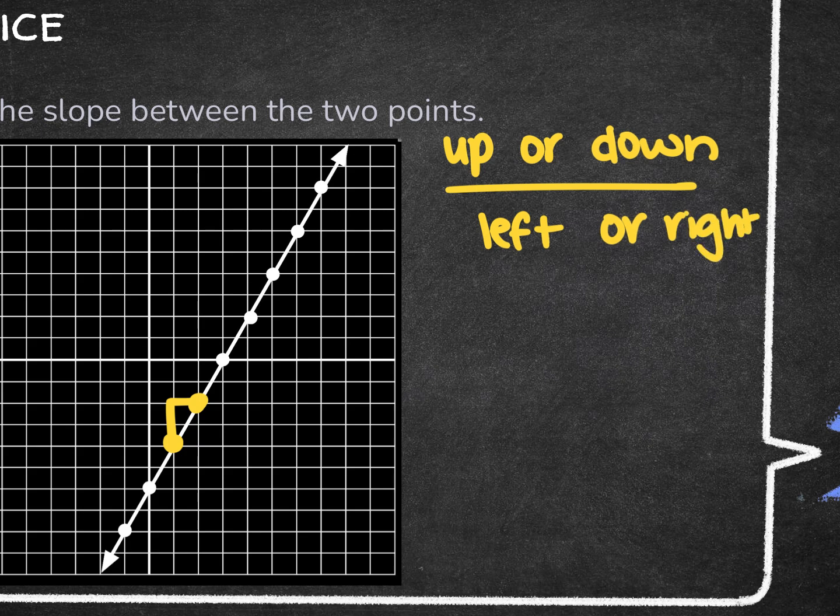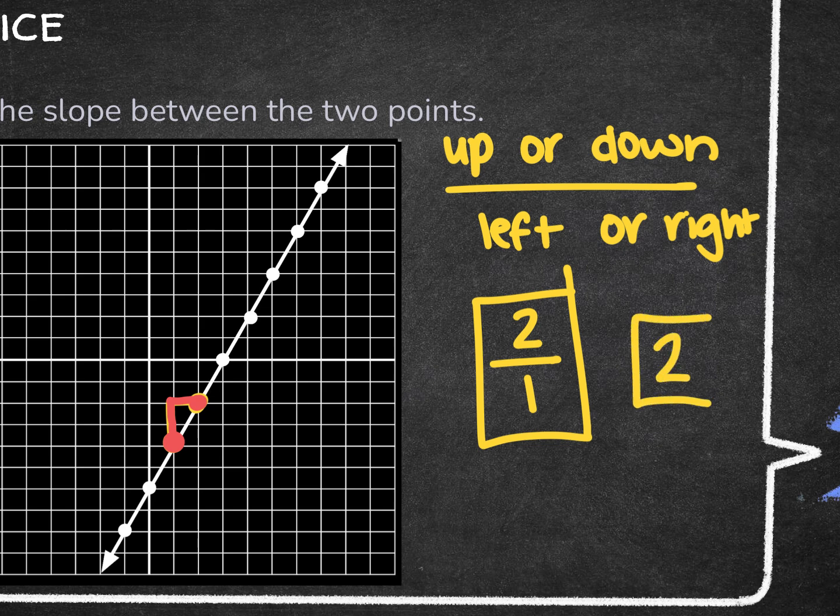So to get from this first point that I chose to my second, I have to go up 1, 2. So that's the number I'm putting on top. And then on the bottom is how many I go left or right, and I have to go right 1 to get to my second point. So that's the 1 that I put on the bottom. You may recognize that 2 over 1 is also the same as 2. So either way, you can write that.